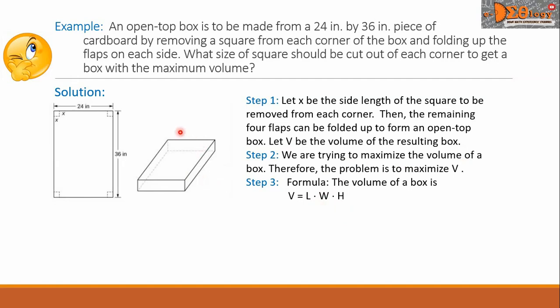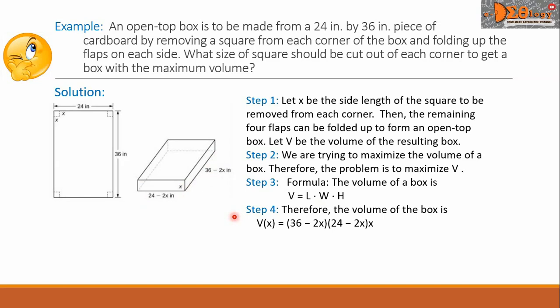Now, let us label our box. The height here is the x. This side of the box will be 24 minus 2x inches. And this side here will be the length, and this will be 36 minus 2x inches.